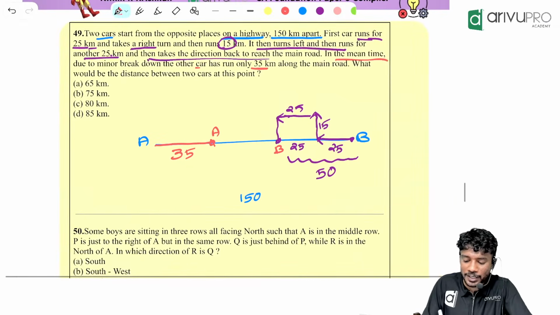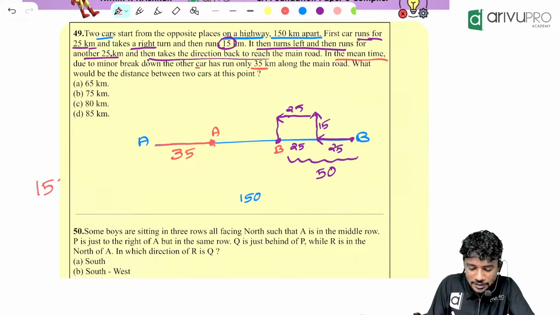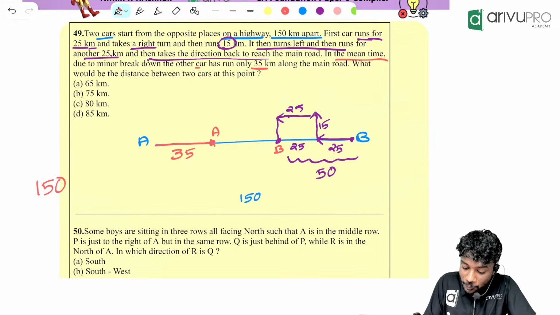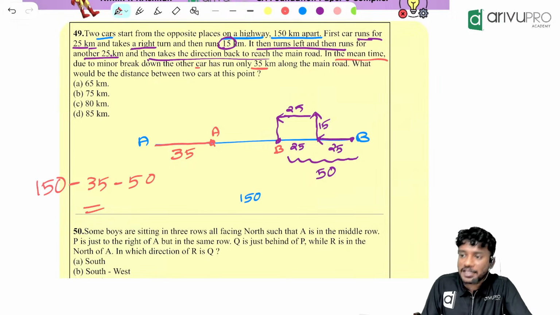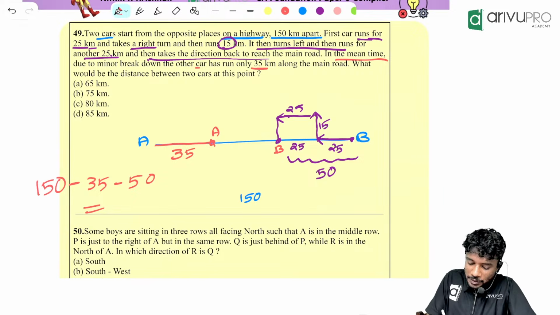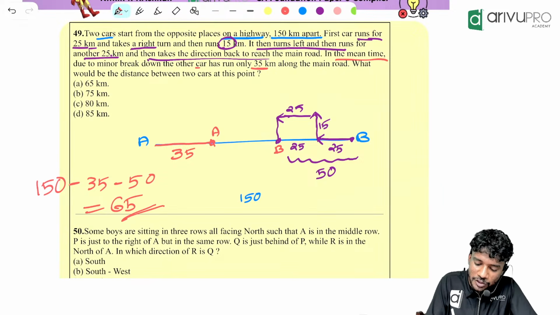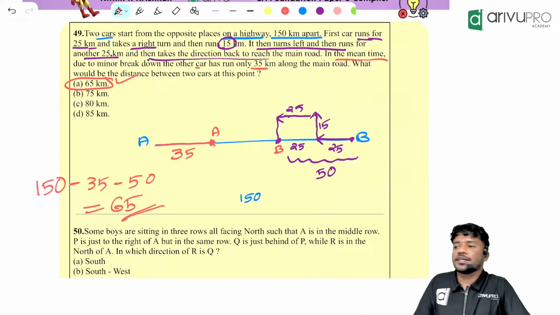Now we need to find the distance between the 2 points. Very easy. Total distance is 150. A traveled how much? 35. B traveled how much? 50. So the difference between them is what, people? 150 minus 35 minus 50 is how much, people? 65. Which option is the answer? Option A is the answer.